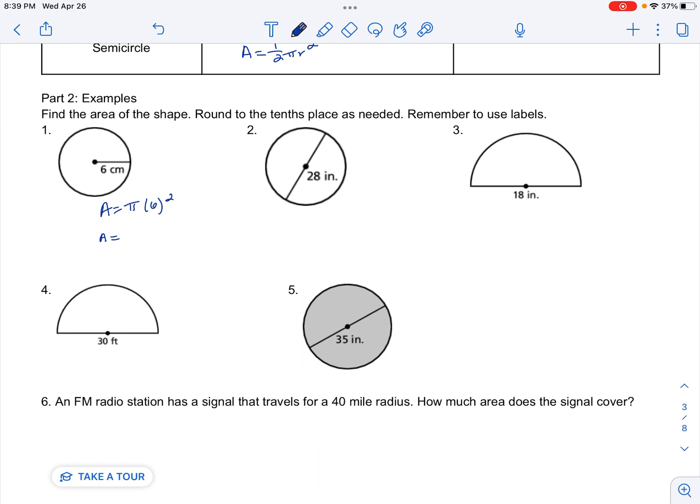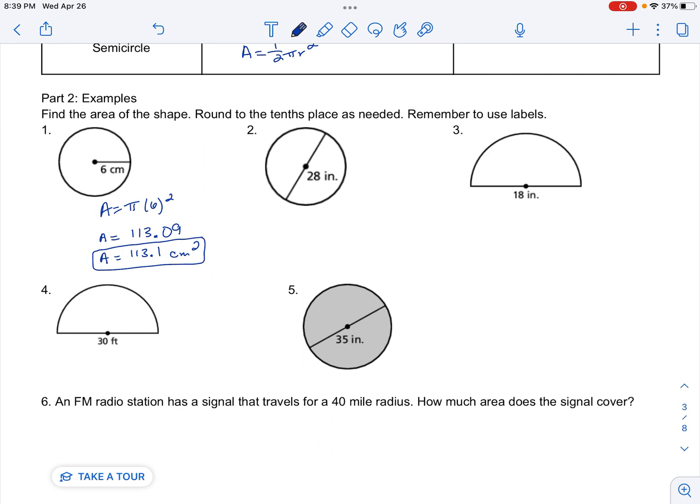So we have 113.09, but if I'm rounding to the nearest tenth, it's 113.1. My unit is centimeters. We're finding area, so it's squared.